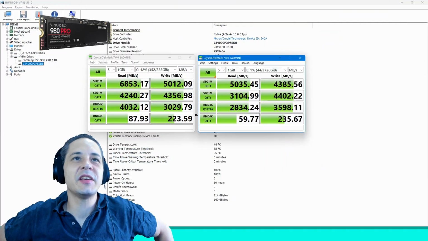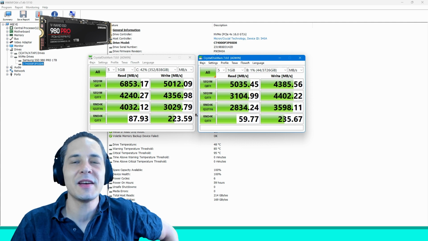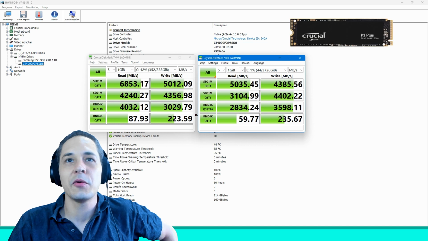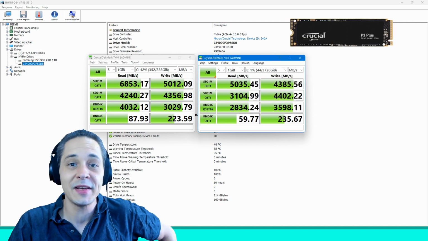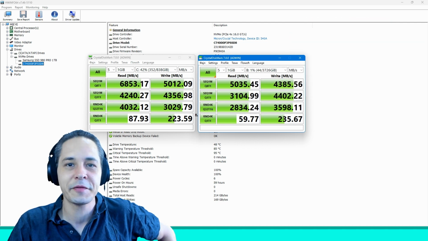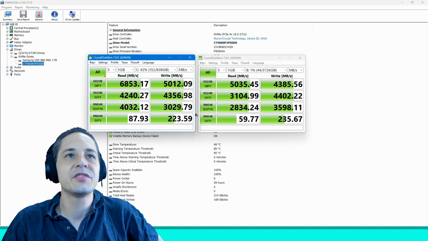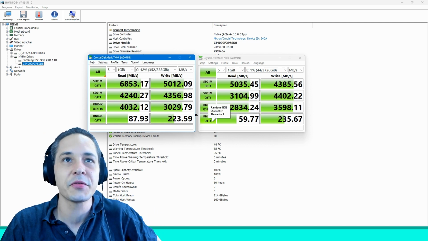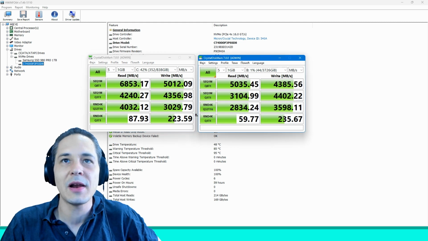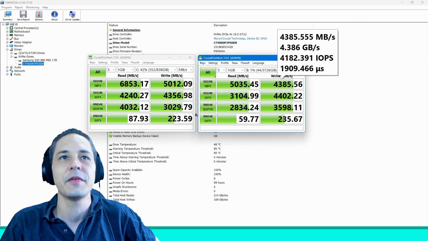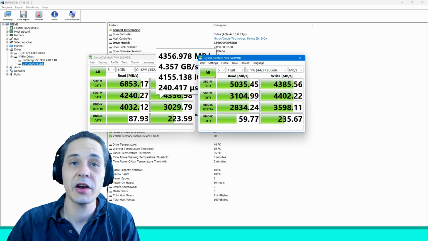So here you see the results. On the left, it's my C drive, the Samsung 980 Pro 1TB. And on the right, you see the Crucial P3 Plus, my B drive as a backup drive. And here you can see the read of the Samsung 980 and the other scores. You see 6,853 and a write of 5,012. And on the Crucial P3 Plus, you see a 5,035 and 4,385 writes. For the rest, you see the other results.